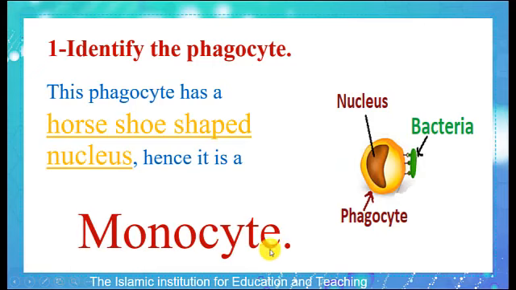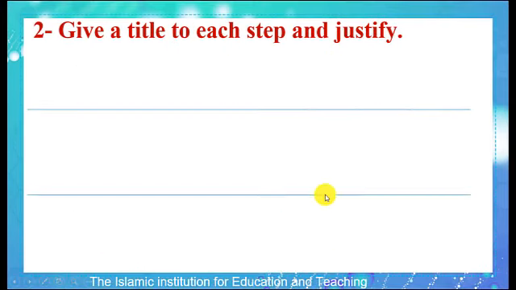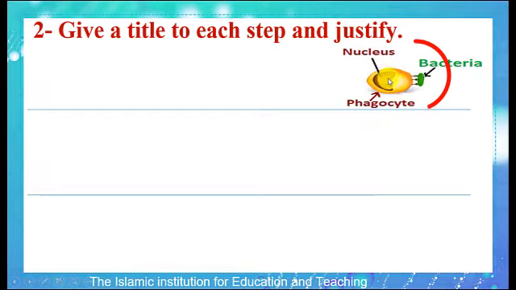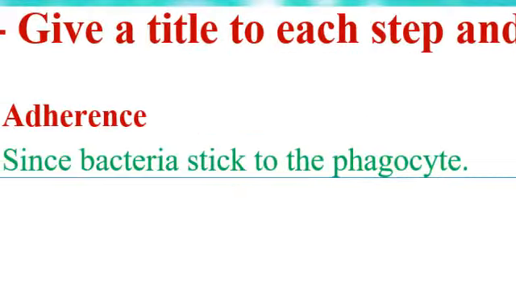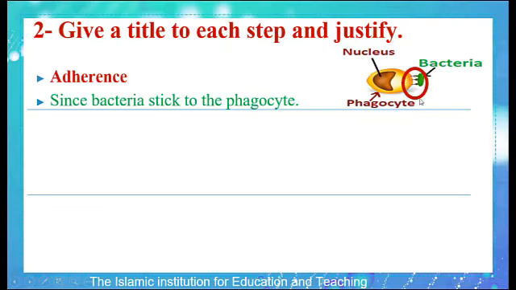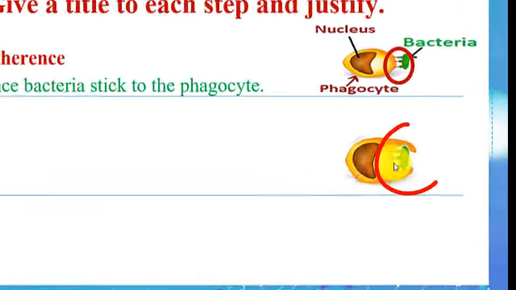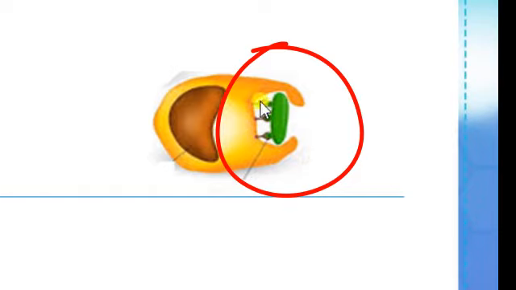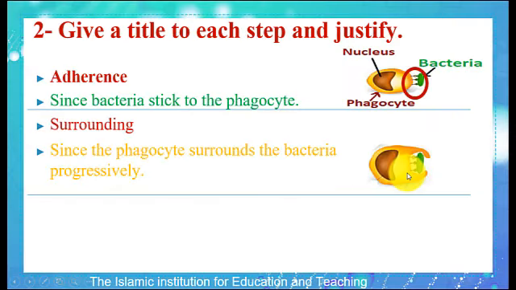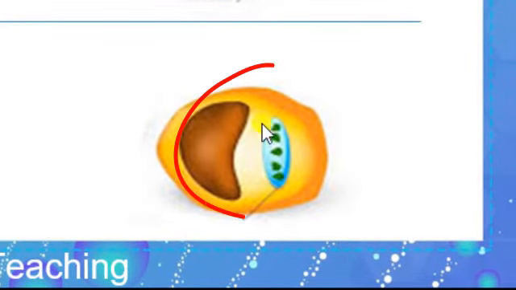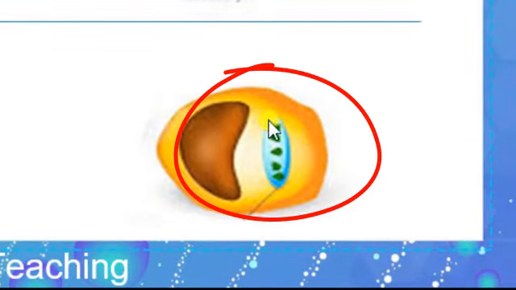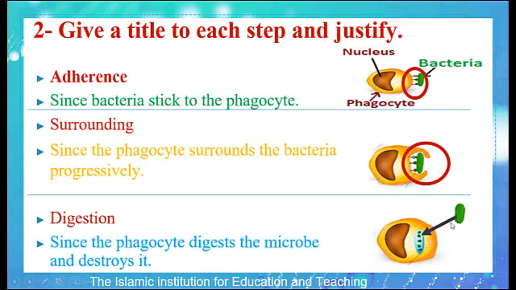But what's the title of each step? The first step shows the sticking of bacteria to the phagocyte, hence it's adherence. The second figure shows the phagocyte surrounding the bacteria progressively, hence it's surrounding. And the last step shows the phagocyte digesting the microbe and destroying it, hence it's digestion.